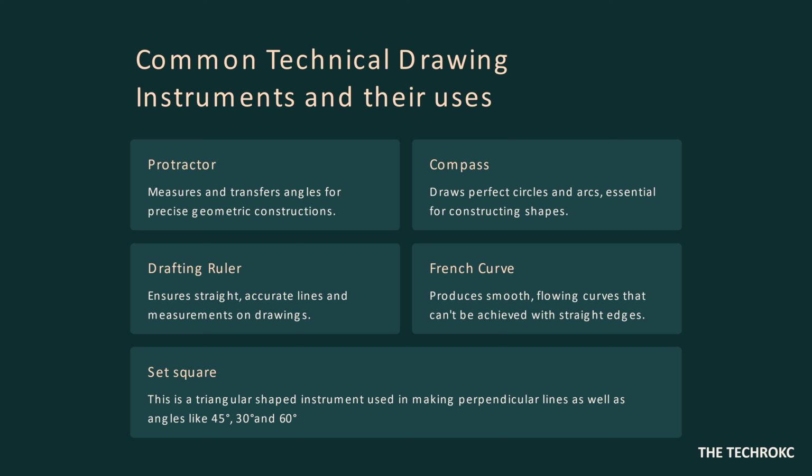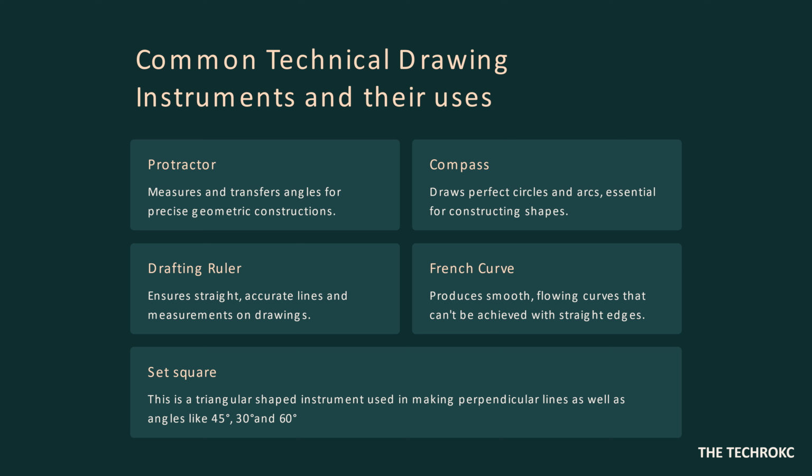Now let's move on to technical drawing instruments. So what are technical drawing instruments? They are the tools we use in technical drawing to present our ideas on paper. Apart from the pencil and other instruments like erasers, these instruments are, one, protractor.